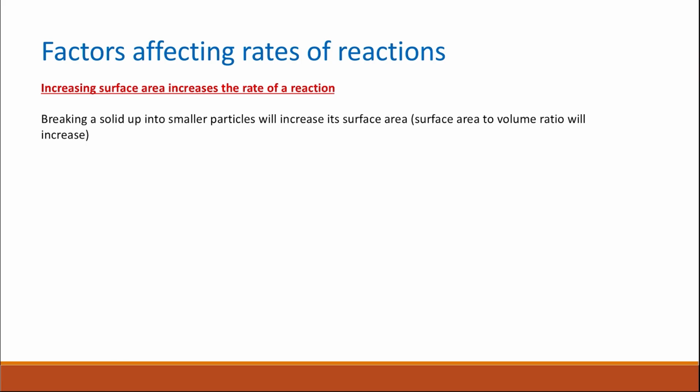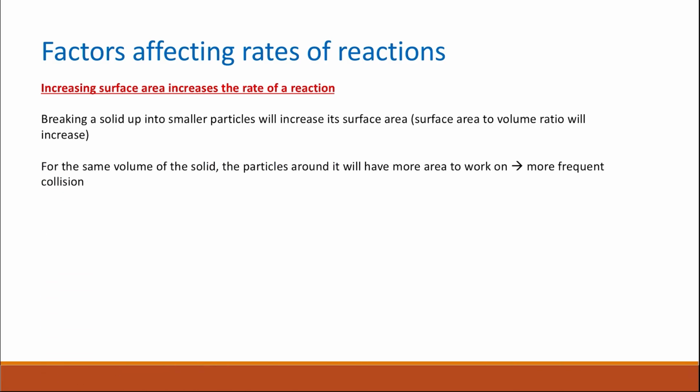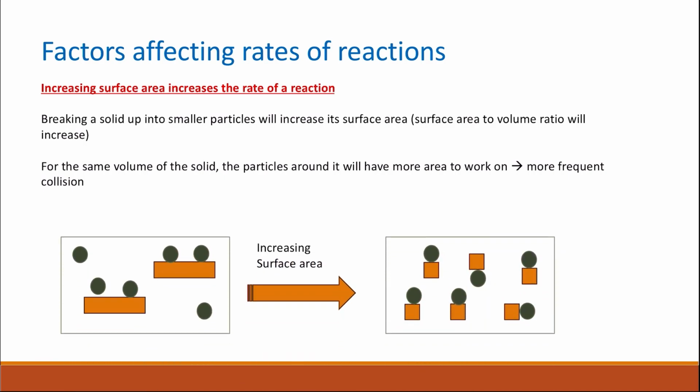The main reason for that is that when you break the particles into smaller ones, that means the other particles will have more effective surface area to work on or to collide with, so that we will have more collision, and then we're going to have a faster rate for the reaction. The surface area to volume in this case will increase, and if the surface area to volume increases, then that means more probability of effective collision or more probability of collision.